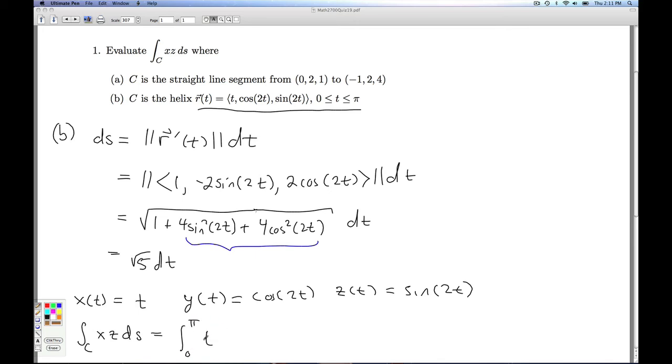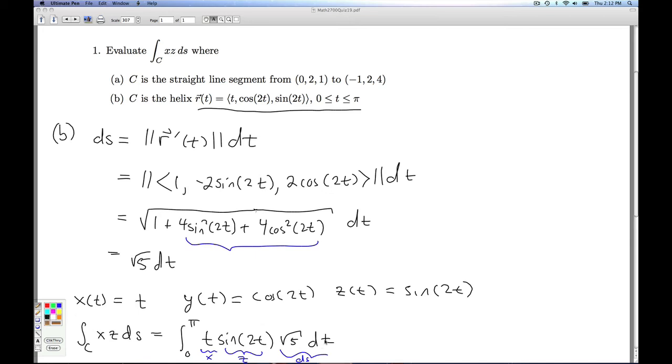The x is t. The y, which we don't need, is cosine 2t. The z is what we need, sine of 2t. And then the ds is square root 5 dt. So once again, where's all this coming from? That's the x, that's the z, that's the ds. Alright, so it amounts to integrating this beast.